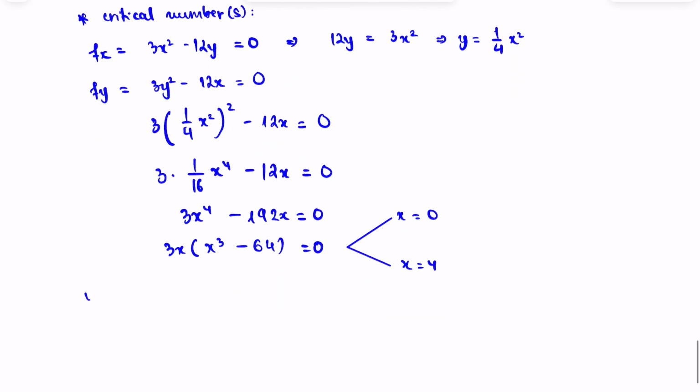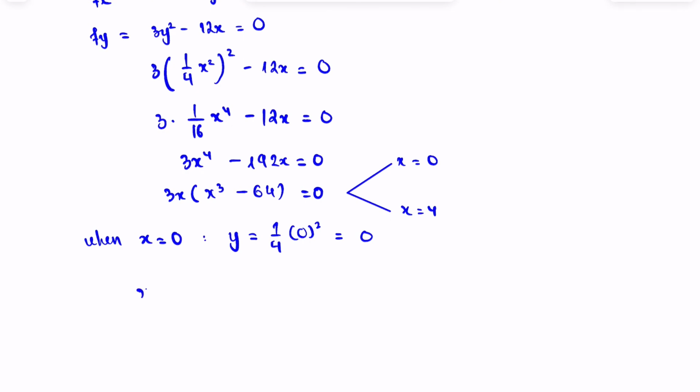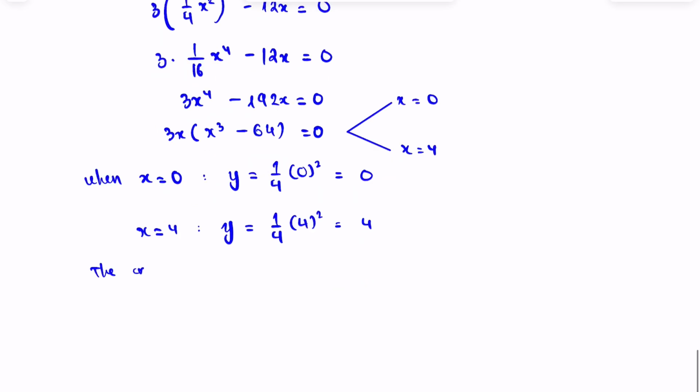So when x is equal to 0, you get y equal to 1/4 times 0 squared. What I did is I substituted x equal to 0 in this relationship between x and y. On the other hand, when x is equal to 4, you have y equal to 1/4 times 4 squared, and you get 4 for the answer. So there are two critical points. The critical points are (0, 0) and (4, 4).